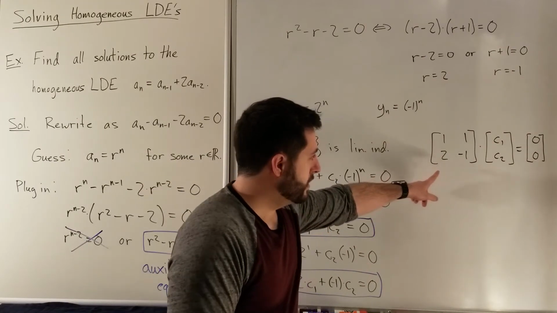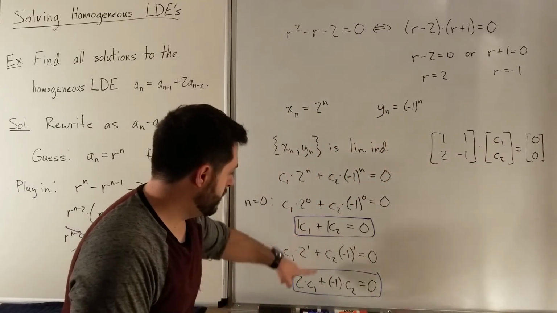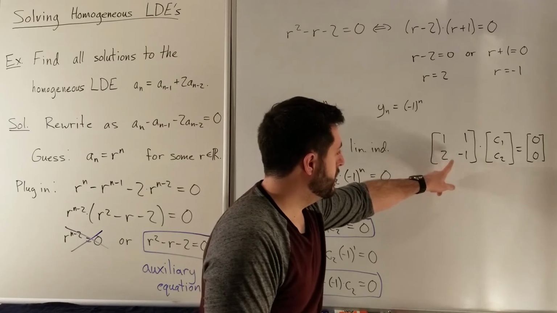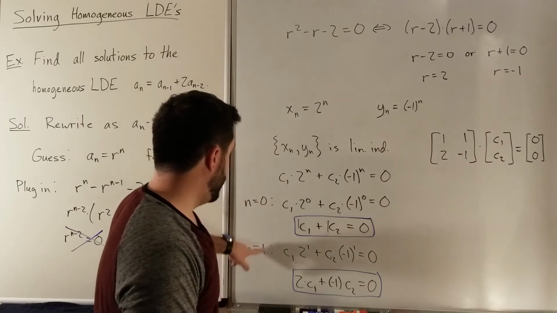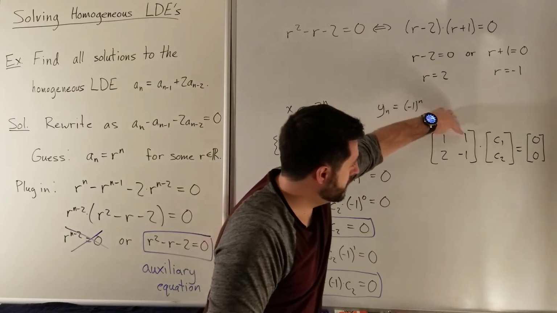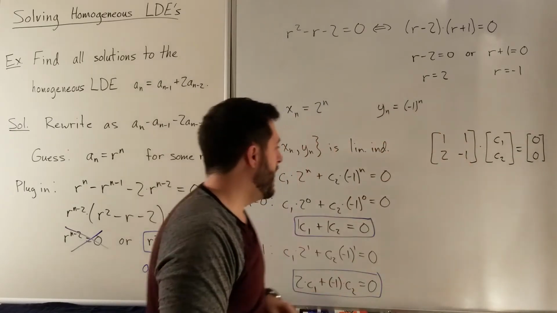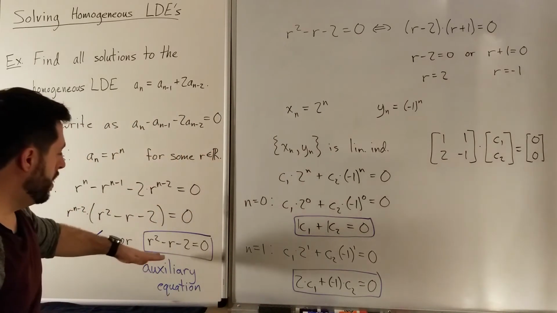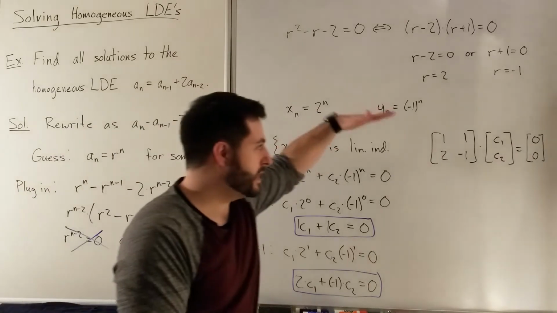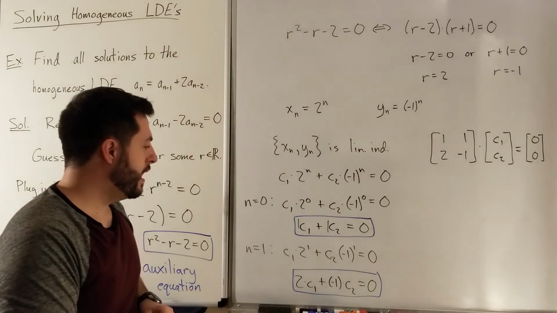So I have this matrix multiplied by C1, C2 must be 0. That's exactly what these two equations are saying. This matrix is literally just coming from powers of 2 and negative 1. So this is 2 to the 0, negative 1 to the 0, 2 to the 1, negative 1 to the 1. And if we had more values of r coming from a higher degree polynomial here, we would just have another row on this. And each row would have 3 entries.